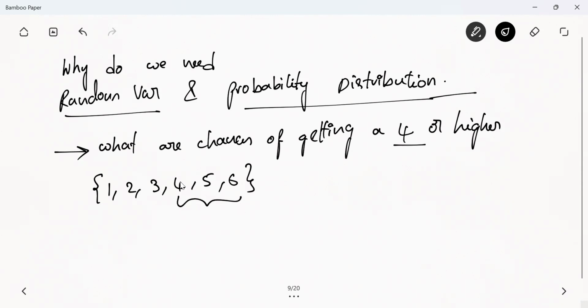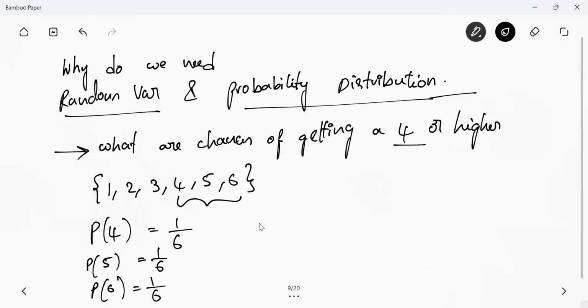So we have to calculate the individual probabilities of each number among 4, 5, 6, and sum them up. For example, P of 4 would be 1 by 6, P of 5 would be 1 by 6, P of 6 would be 1 by 6. So now we have 1 by 6 multiplied by 3, which is 0.5. So the probability of getting 4, 5, 6 is nothing but 0.5.